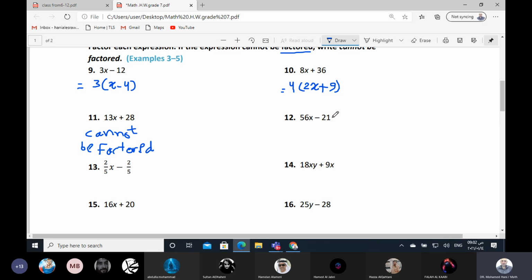Number 12. We have 56 and 7 and 27 and 21. So the GCF between 56 and 21 will be 7. Open parentheses. 56 divided by 7 will be 8x, minus 21 divided by 7 will be minus 3. Okay?